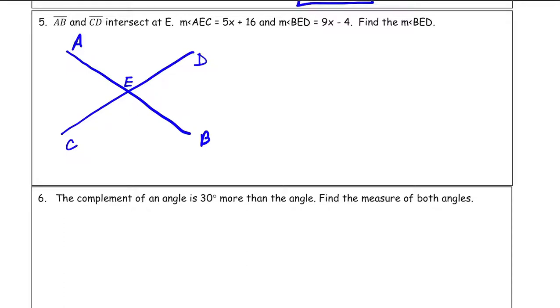So now here's an important part of this problem. Measure of angle AEC. So yours might look a little bit different than this, but you have to trace AEC and find that angle, and 5x plus 16 has to go inside that. Okay, so 5x plus 16 is going to go here. Then you need to find your angle BED. And inside that, you have to put 9x minus 4.